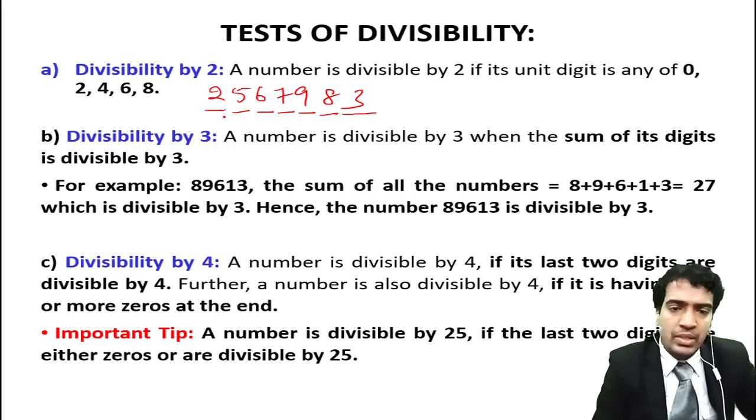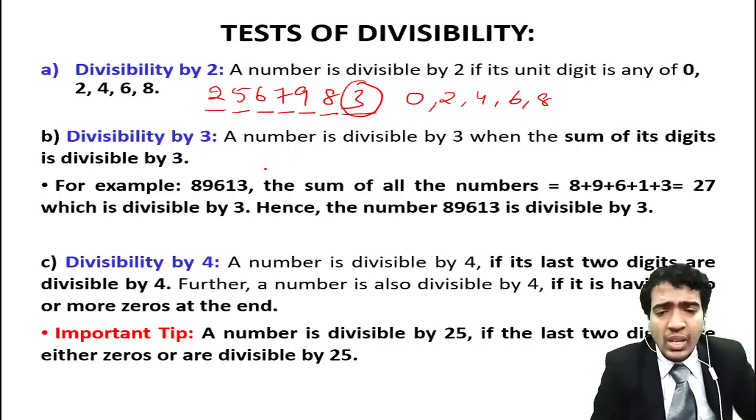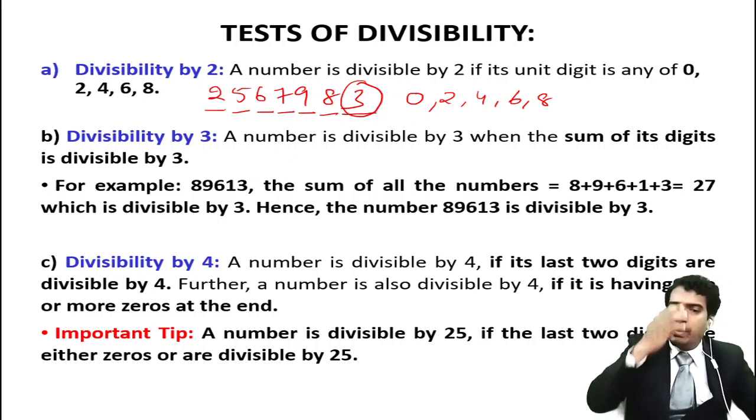And this is the 10th lakh digit. Okay? So this is the unit digit. If the unit digit is ending with 0 or 2 or 4 or 6 or 8, then the number is divisible by 2. Let us go to the test of divisibility by 3.